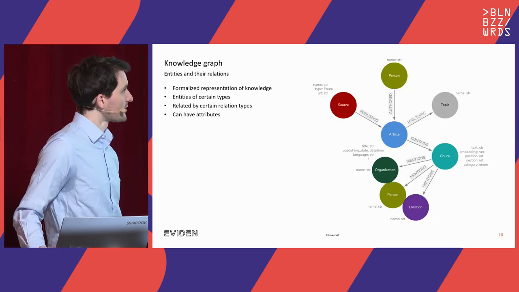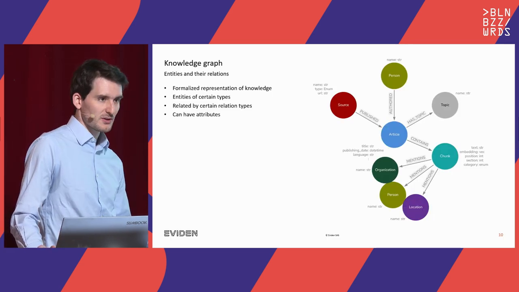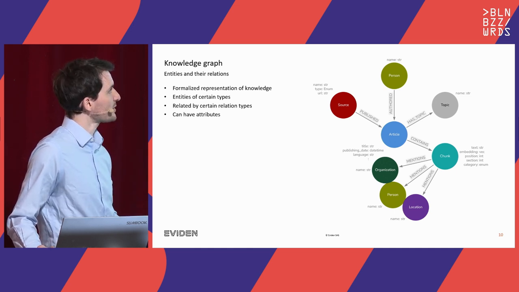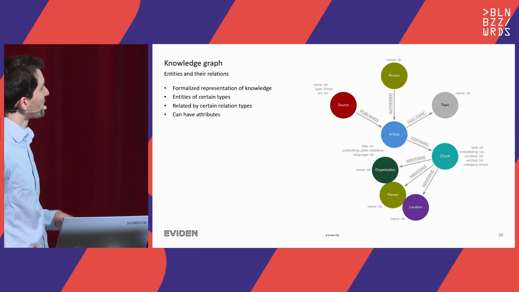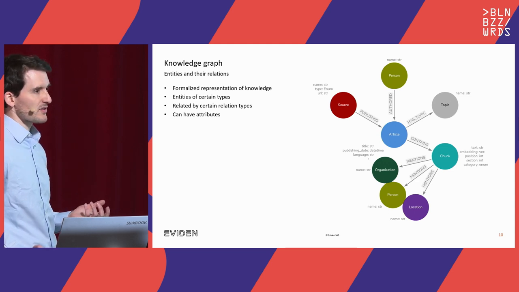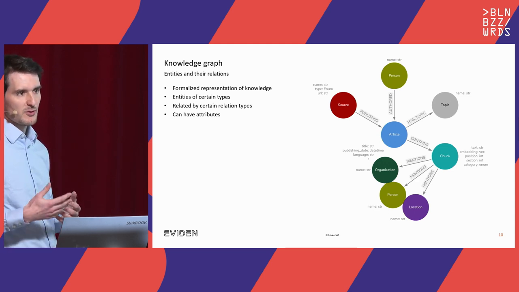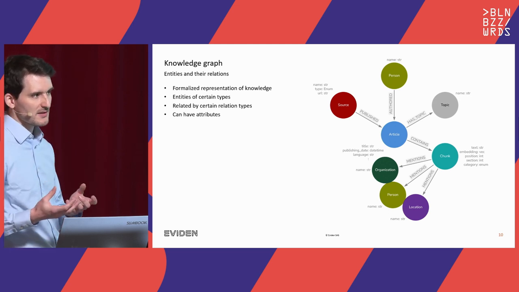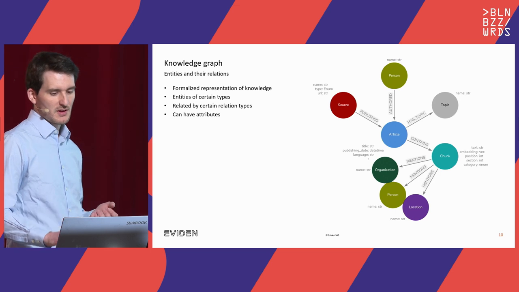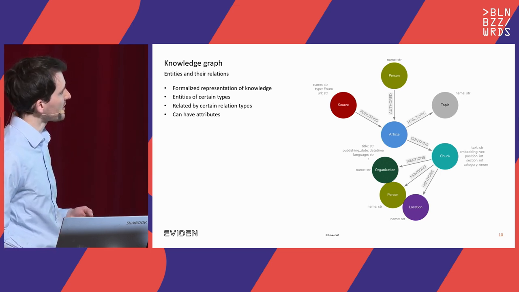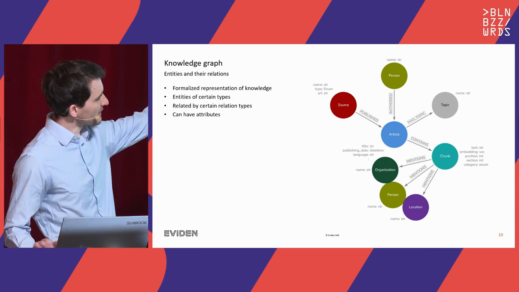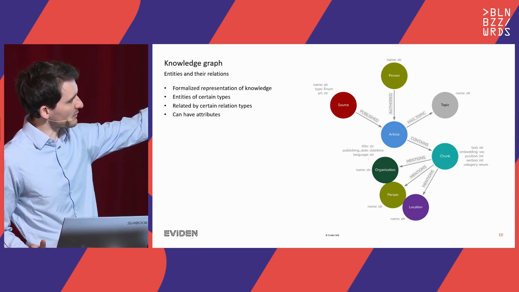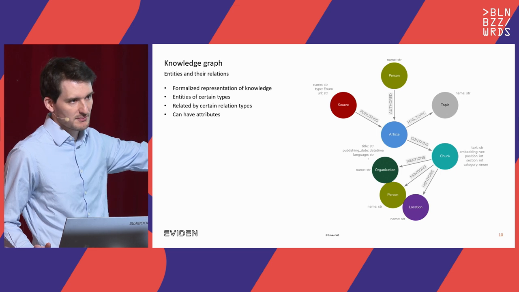So I'm going to talk about knowledge graphs, what they are, and then later come to how they help in this case. So a knowledge graph basically encodes knowledge in a formal way. So you have concepts or entities of a certain type. For example, here you have a source that published an article, and this article contains chunks of text.